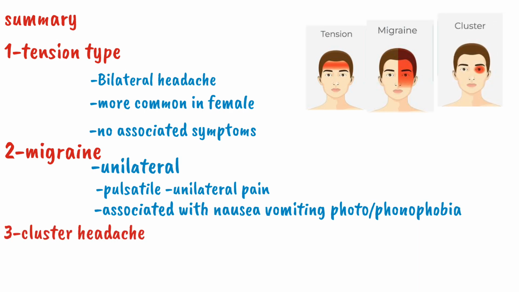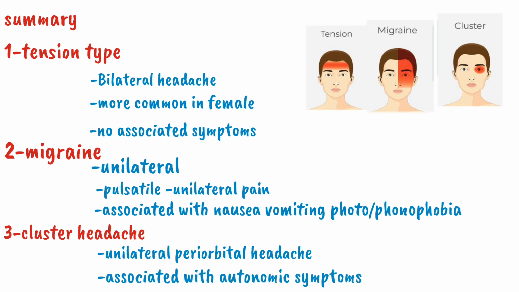The cluster headache is a unilateral periorbital headache having excruciating pain, more common in males, and is associated with autonomic symptoms such as lacrimation, rhinorrhea, or conjunctival injection, sometimes Horner syndrome. That was all about the headache.